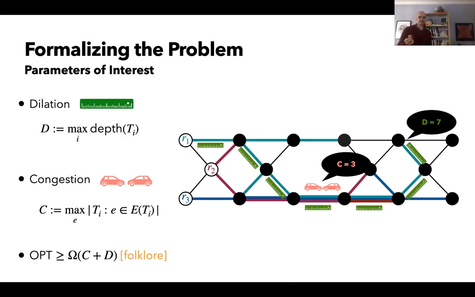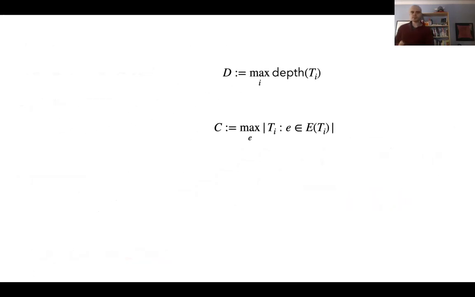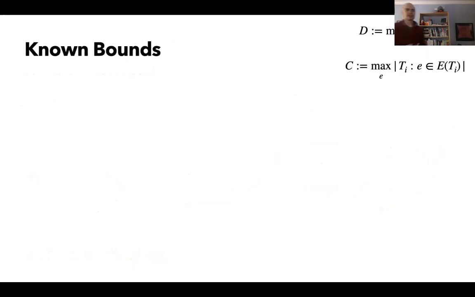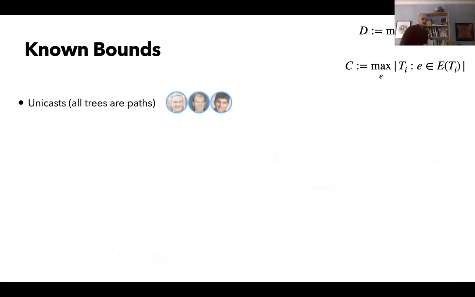And let me just emphasize the following point: when these packets travel, they're only allowed to travel along their corresponding trees. So for example, in the instance that I just gave, the green packet can only travel along the edges of the green tree. Okay, so let me just put these parameters up in the right-hand corner so we don't forget what they are. Now, what's known about these sorts of scheduling problems in store and forward networks?